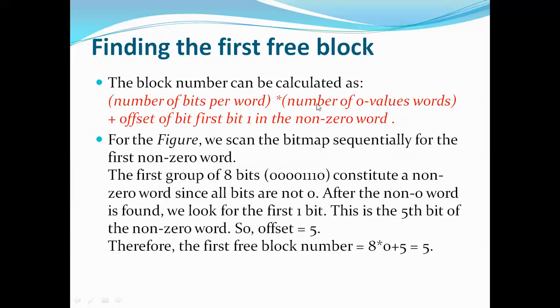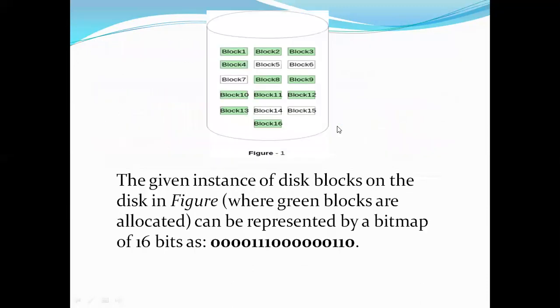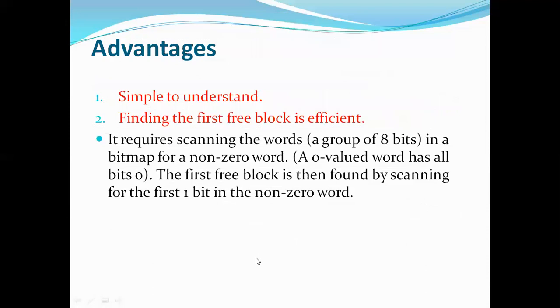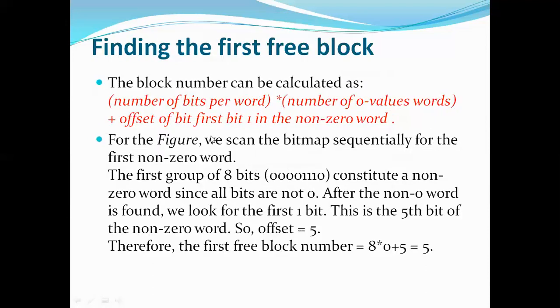Next is number of zero value words, which is 0, plus offset of first bit 1 in the non-zero word. Offset of first bit 1 means in this entire word the first bit which is 1, at what location? It is fifth location. So 1 2 3 4 5, fifth location it is 1. So you have to add that. Offset of first bit 1 in the non-zero word is 5. So apply this formula. So that is 8 into 0 plus 5.